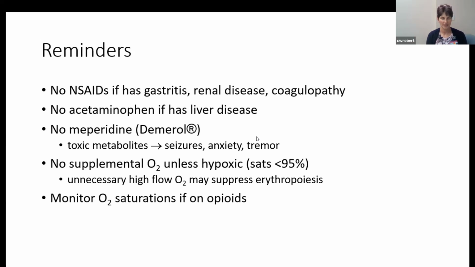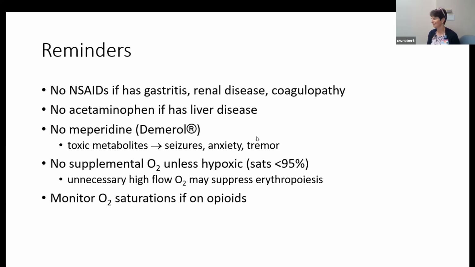And then just some reminders, we don't give them any non-steroidals if they've got any contraindications like any gastritis or kidney issues, because many of our patients have sickle cell nephropathy, so that's why they don't get any non-steroidals. If they had any liver disease, no acetaminophen.